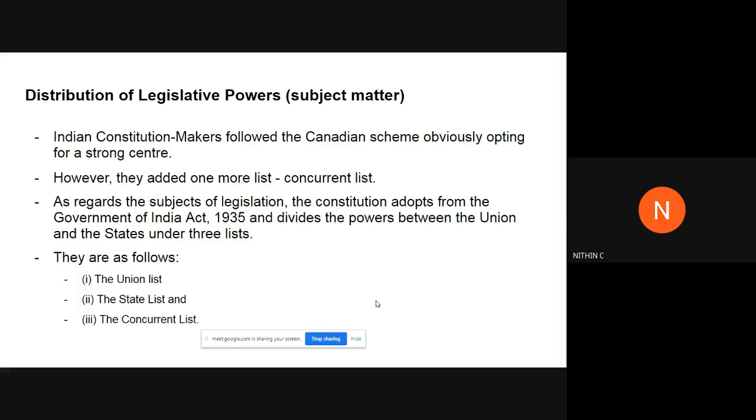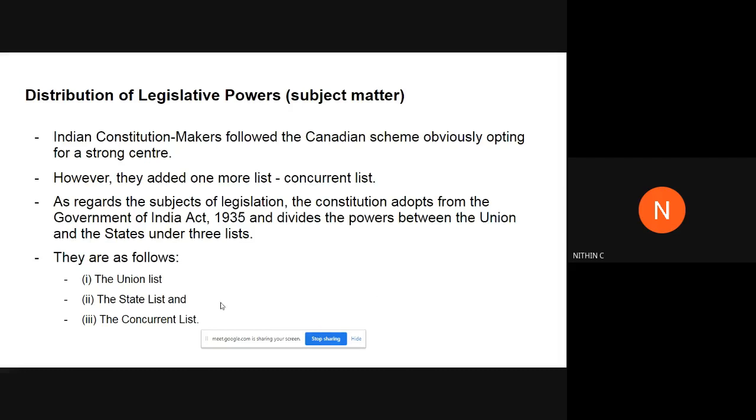So our constitution has split this. They have completely set different lists for these different sections. A list for the union, a list for the state, then a list which has some features or parameters which can be used by both state and union.